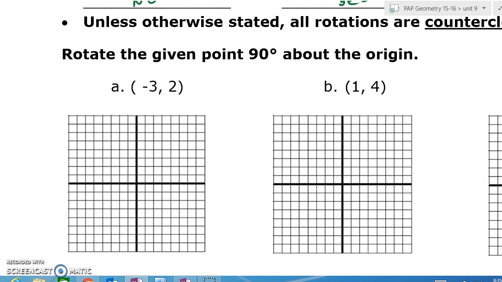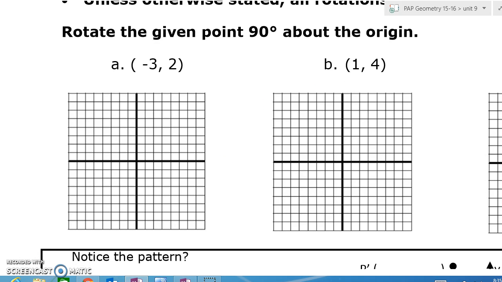Okay, now let's rotate a given point 90 degrees about the origin. So let's start with that point and plotting it. Negative 3, 2 is that point right here. And when I say rotate it about the origin, the origin is here, isn't it? So if we draw a line, we just have to decide, are we going to rotate that point in a clockwise direction, this way, or in a counterclockwise direction, this way? And the rule in geometry is that you always go counterclockwise unless told otherwise.